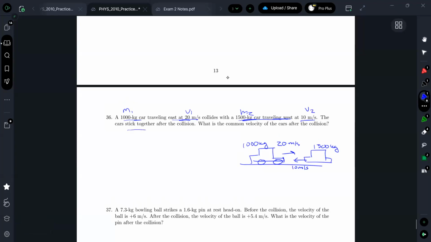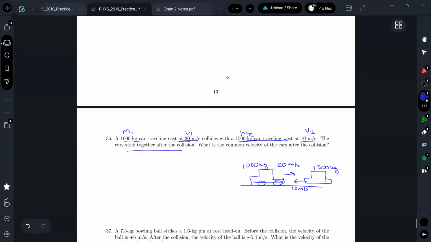The cars stick together after the collision. Oh, I've got a collision. I'm starting to see maybe some conservation of momentum. Does it say ignore friction? No, probably should. But here we can say if it's a very short duration of collision, friction cannot do very much during it. And so momentum is conserved during and immediately after the collision.